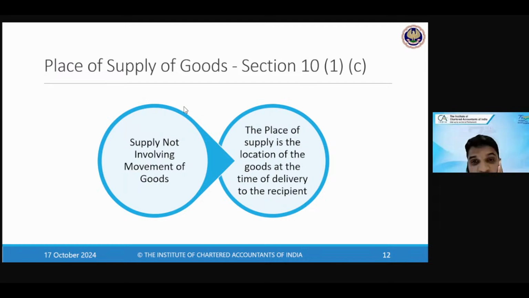So we have to determine place of supply for all persons such as manufacturer, wholesaler and retailer. Anybody who is selling, for them we have to determine the place of supply. From your exam perspective also, for all the three we have to determine. Okay, so that is the place of supply for those supplies which do not involve movement of goods. Now we'll take the next scenario.